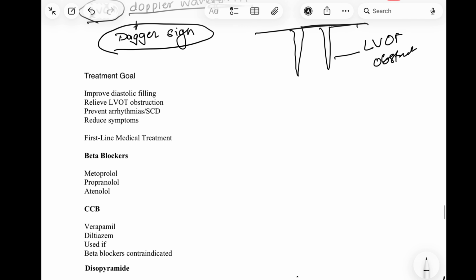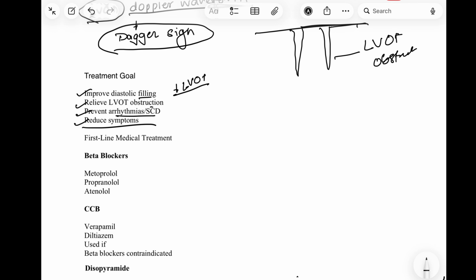Now let's move ahead with the treatment goals. The main focus for the treatment of HOCM should be to improve diastolic filling so that there will be more distance between the interventricular septum and the left ventricular wall, right? So there is decreased LVOT obstruction. Relieve LVOT obstruction, prevent arrhythmias and reduce symptoms. If we increase diastolic filling, there will eventually be a decrease in LVOT obstruction, and due to this there is less fibrosis formation and it can prevent arrhythmias as well. And this whole thing will reduce the symptoms, right?